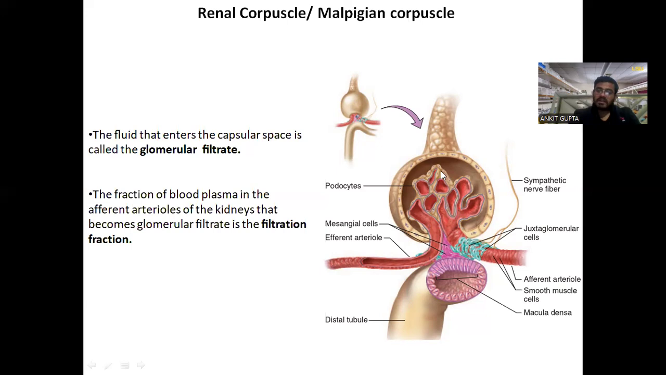These are the specialized cells you can see over here. These are the podocytes. They wrap around the capillaries of the glomerulus, and both of them together create a filtration bed through which the filtration takes place. So the fluid that enters the capsular space, this is the capsular space over here, is called glomerular filtrate. And the fraction of blood plasma in the afferent arteriole of the kidneys that becomes glomerular filtrate is the filtration fraction. So this is a detailed diagram of a Malpighian corpuscle.